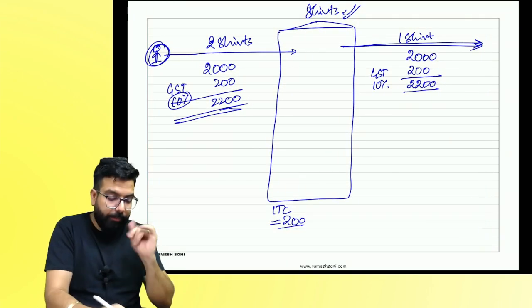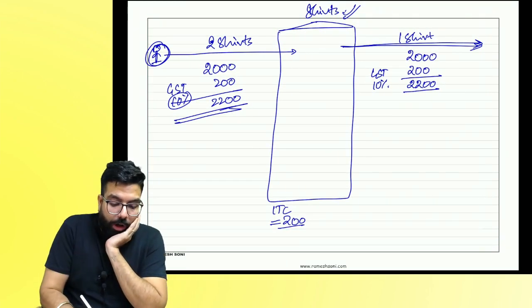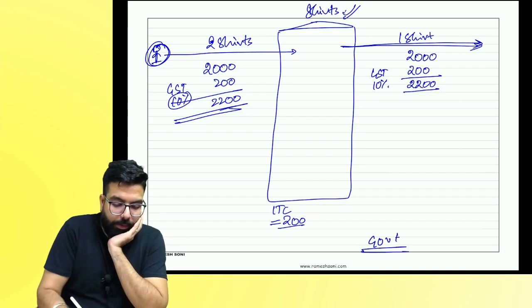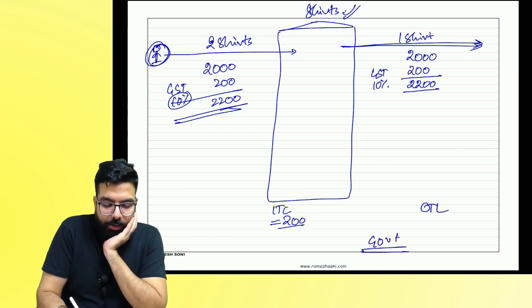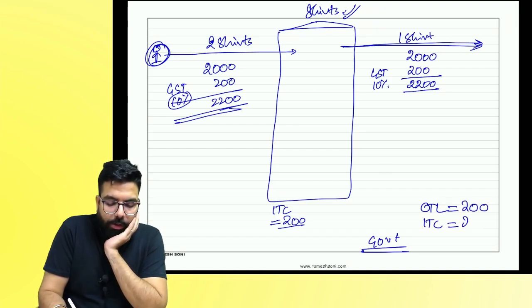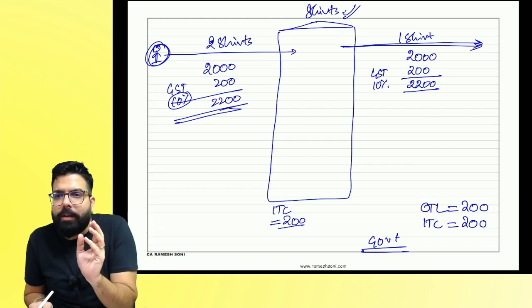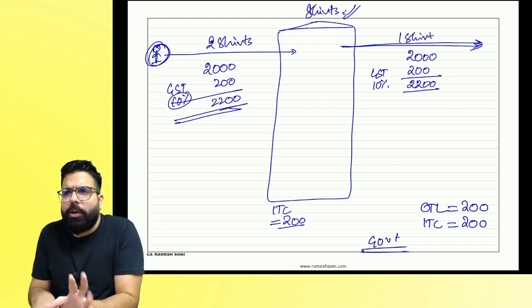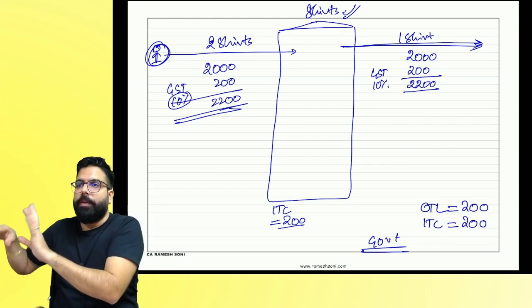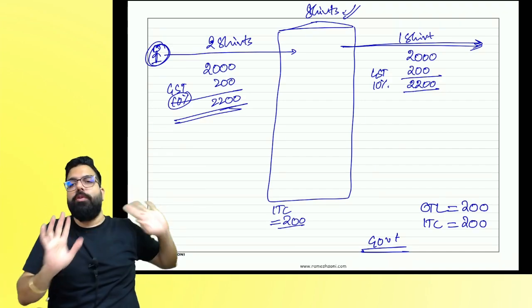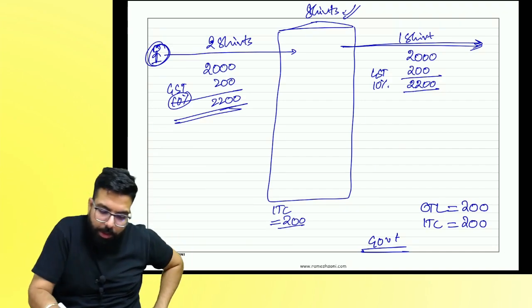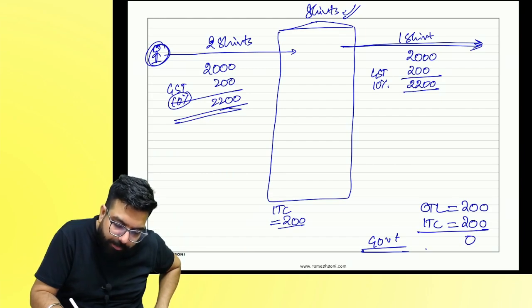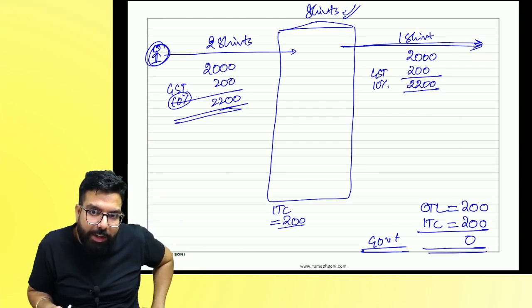People over here now, listen. Now you tell me one thing. How much will I pay to the government? Output tax liability is 200. How much is my input tax credit? It is not necessary that the input tax credit, when it comes, you put it in a basket. From that basket, whatever is available, you can use it. How much is available with you? You used it. How much will you pay to the government? Zero.